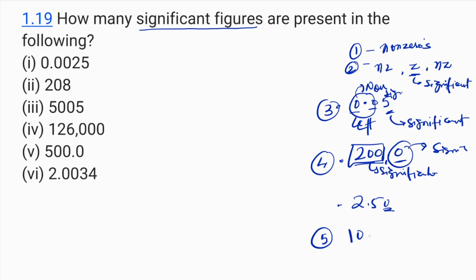Suppose you have a number 5010500. It may have 3 significant figures, it may have 4 significant figures, and it may have 5 significant figures also, right? But where will it have 3, where will it have 4, and where will it have 5 significant figures?